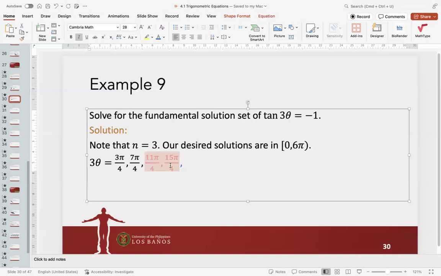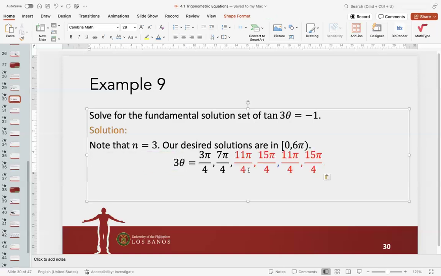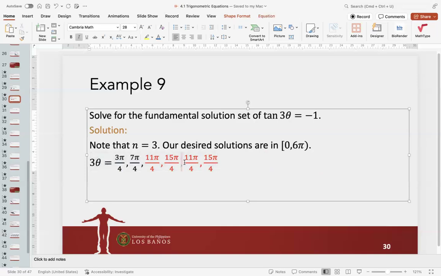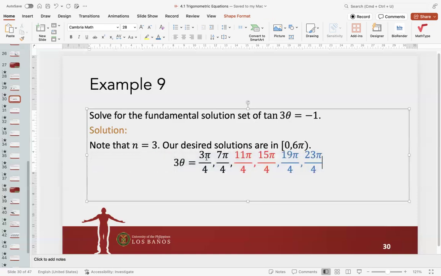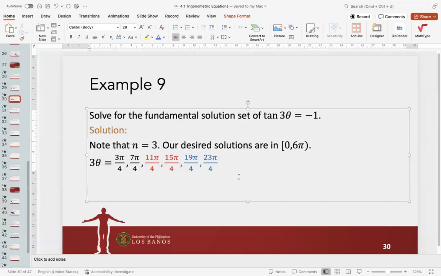So technically, you just make use of your second cycle angles. And then, just like what we did a while ago, we will just add 2 pi. So plus 2 pi. And then we simplify. So 11 pi over 4 plus 2 pi, we will get 19 pi over 4. And then 15 pi over 4 plus 2 pi, we will get 23 pi over 4. Okay? And these are now your answers from 0 to 6 pi.